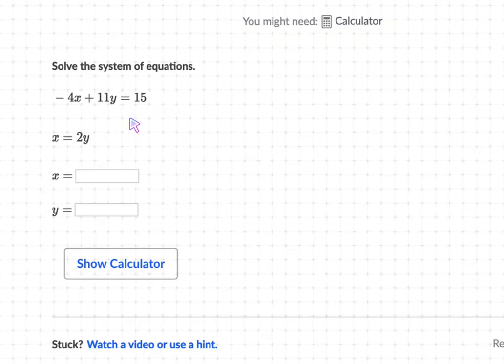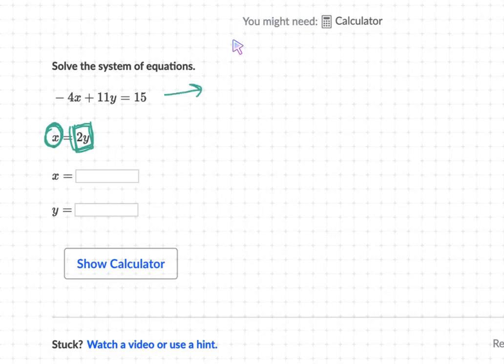All right, this problem is already set up for an easy substitution. It's basically saying you have two equations. One is negative 4x plus 11y equals 15, and the other is x equals 2y. This right here is already set up for easy substitution. It's saying instead of x, you could put in 2y. So if x was taken out of the game, 2y would be substituted in instead.